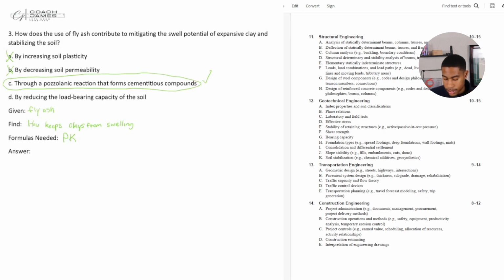And the last one is by reducing the load bearing capacity of the soil. Absolutely not. That's not a good thing. If you reduce how much the soil can bear, we want it to be as strong as possible, right? Okay, so C is our answer.